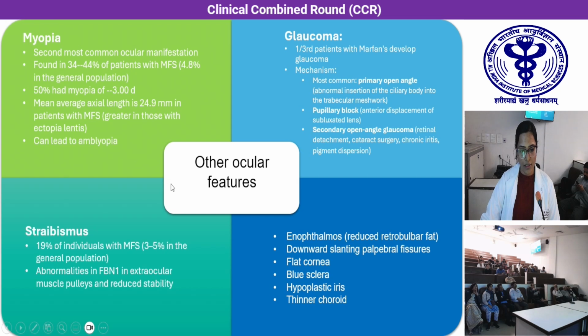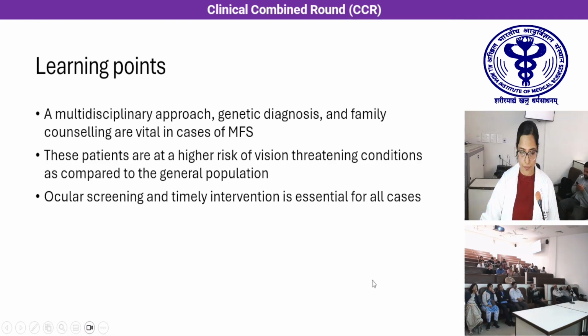Other ocular features include myopia, which is the second most common ocular manifestation, glaucoma, which can be due to primary open angle cause or pupillary block or secondary open angle glaucoma, strabismus, enophthalmos, downward slanting palpebral fissures, flat cornea, blue sclera, and hyperplastic iris.